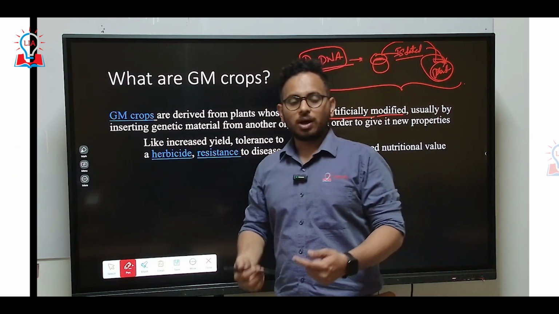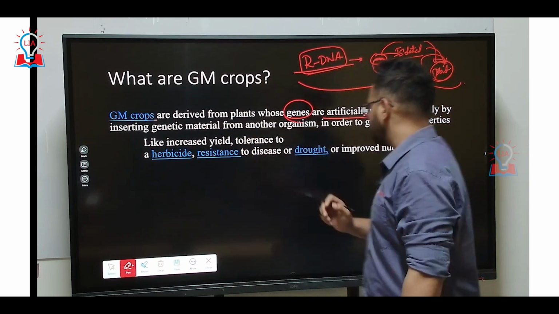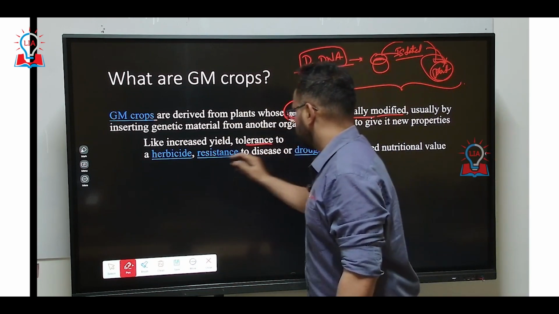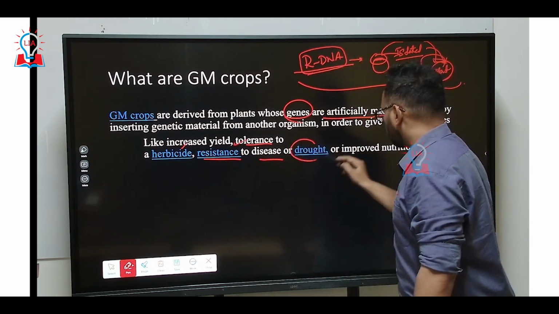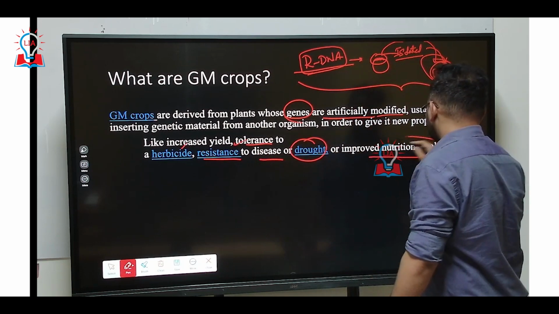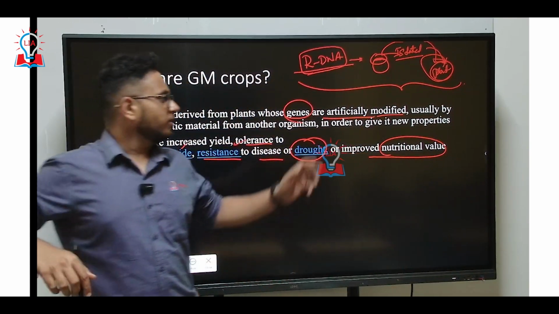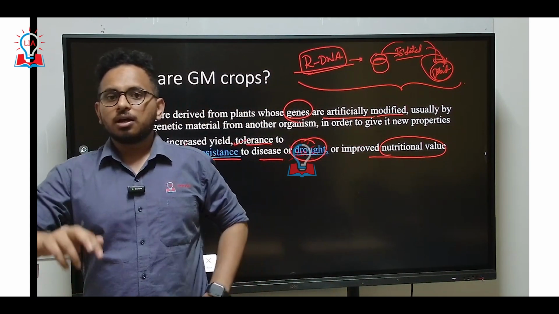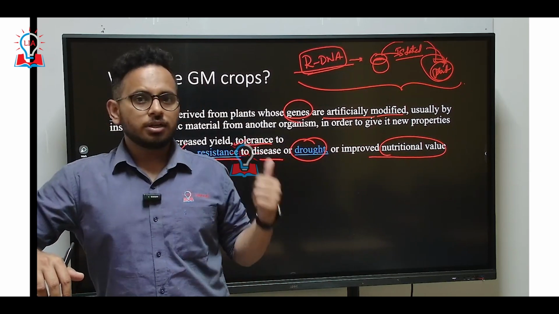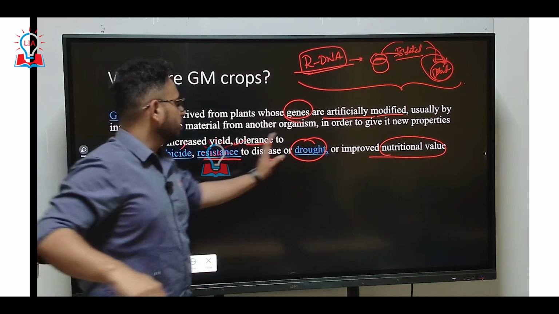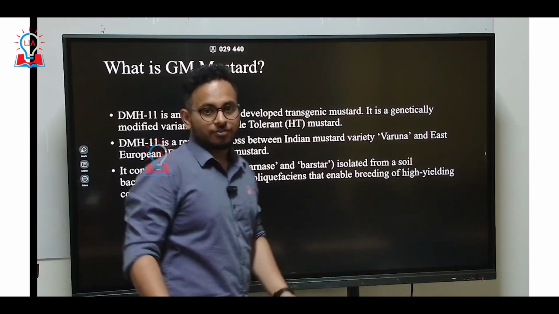Why do we do it? What is the need for us to modify the original genetic material of a crop? Look at the advantages. They become tolerant to herbicides, resistant to diseases, drought tolerant, improved nutritional value, and also high variety. See, these are the advantages that we get if we use genetically modified technology. Okay, if we start producing agricultural produce through genetically modified technology, these are some of the advantages that we are having. Now, what is specific to genetic mustard?